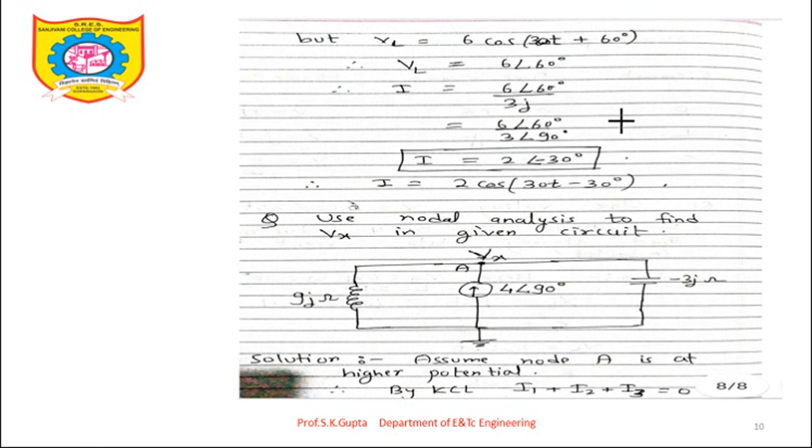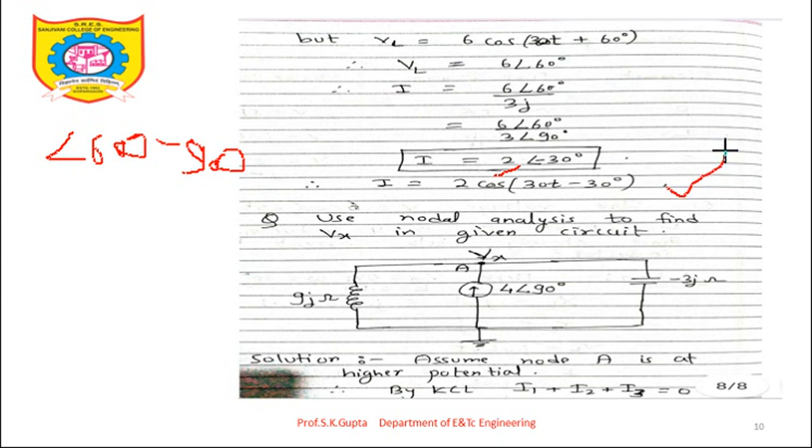So 6 angle 60 degree divided by 3j. So 6 by 3, magnitude by magnitude, it comes out as 2. And angle, j has angle 90 degree. Whenever that angle comes in the denominator, it is subtracted. So angle 60 minus 90 is nothing but minus 30 degree. So my current is 2 cos(30t minus 30 degree).